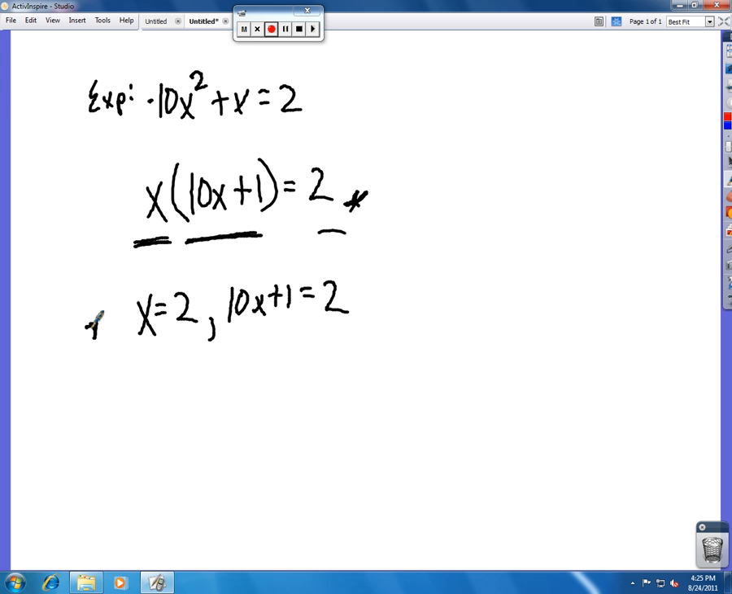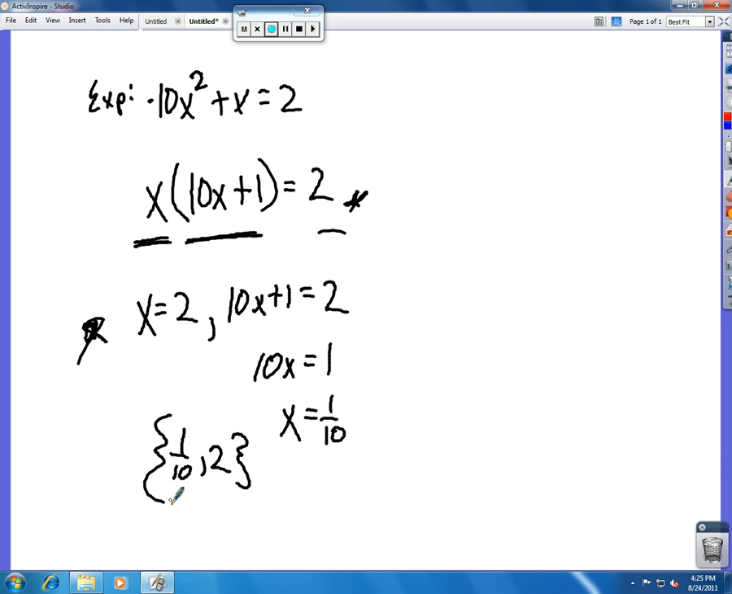So obviously over here is already done, x equals 2. Going to the right-hand side, you're going to subtract 1, so you have 10x equals 1. Now you're going to divide by 10, so we solve for x and get 1/10. So going this route, your solution set is definitely not what we got before. That was -1/2 and 2/5, I believe. Yep.